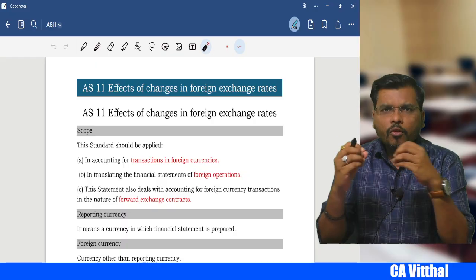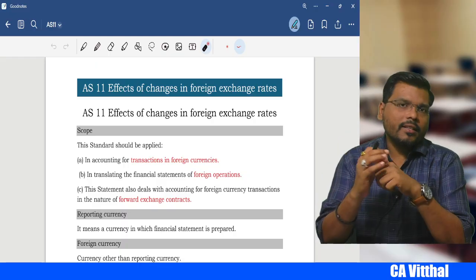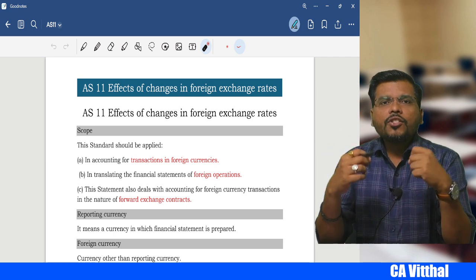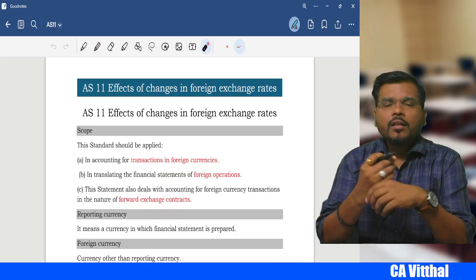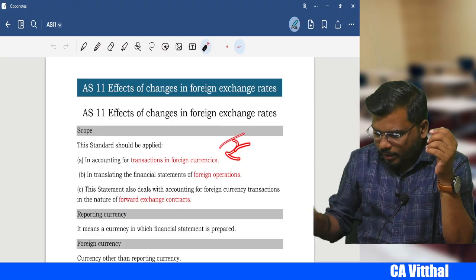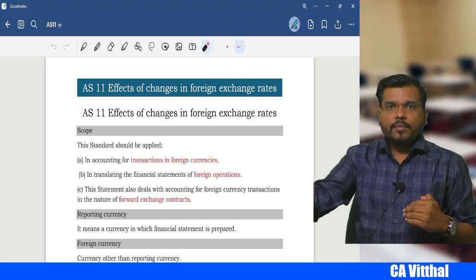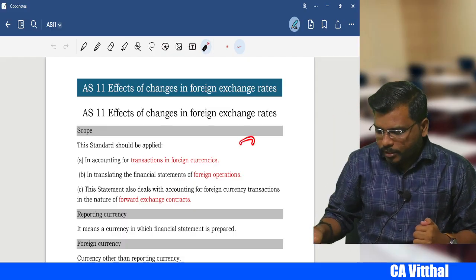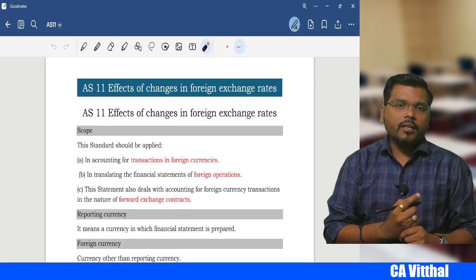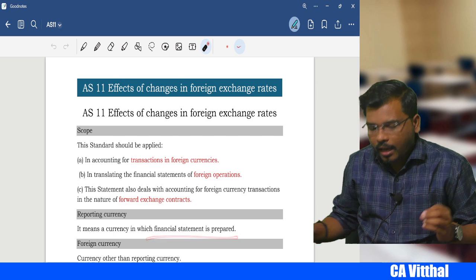So first of all, we need to understand what do you mean by reporting currency and foreign currency. Reporting currency means a currency in which the financial statements are prepared. For example, in India, we prepare our financial statements in rupees. So this is our reporting currency. Whereas in the US, they prepare their financial statements using dollar. So dollar is a reporting currency for them. So what is reporting currency? A currency in which the financial statements are prepared.